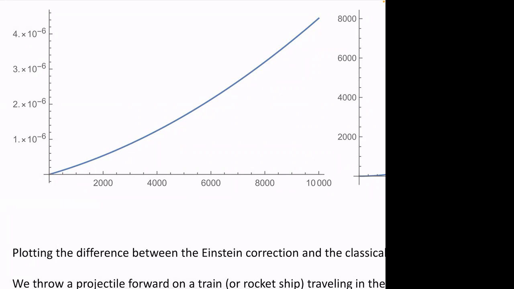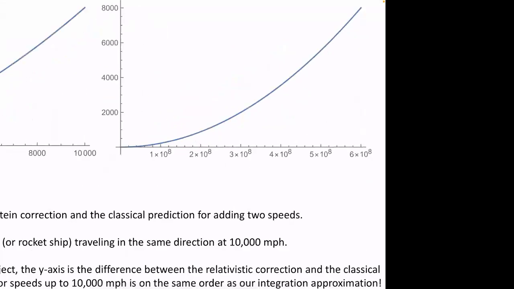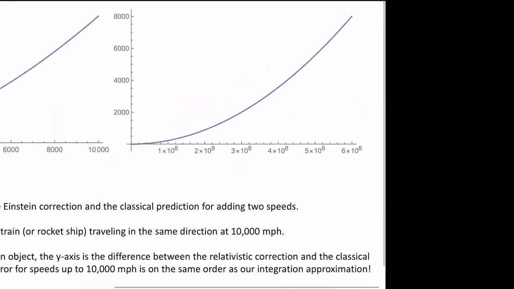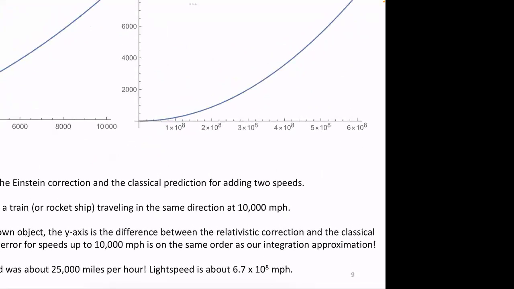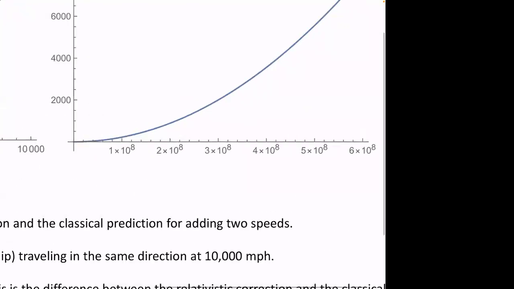What I'm doing here is I'm on a rocket ship or a really fast train traveling at 10,000 miles an hour. And then my x-axis, the value there is how fast the bullet is that I'm shooting. So if the bullet's going up to 10,000 miles per hour, we're seeing almost no difference. On the plot on the left, I'm getting closer and closer to the speed of light. The speed of light is about 6.7 times 10 to the 8 miles per hour.